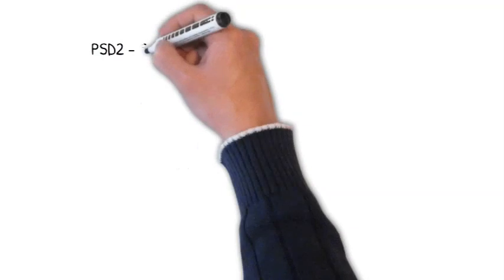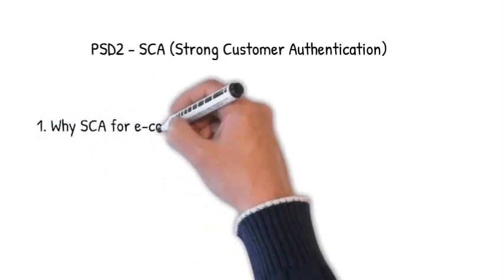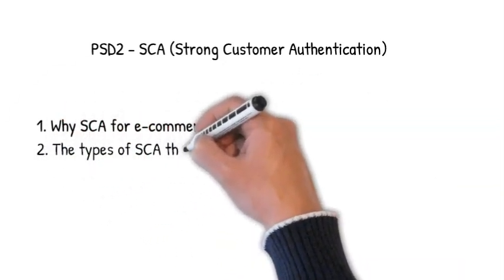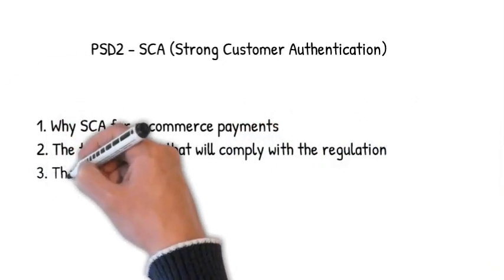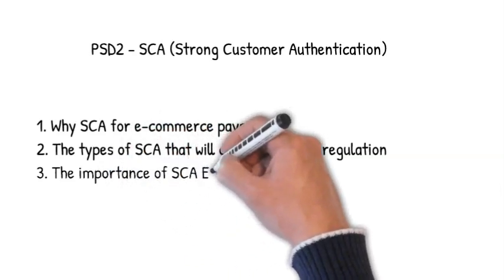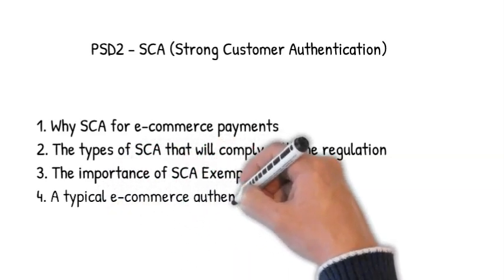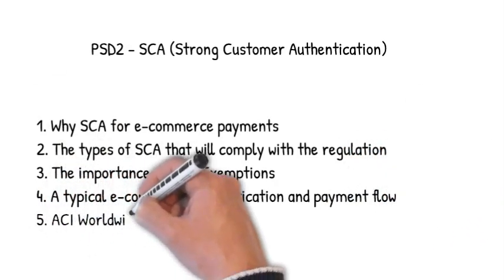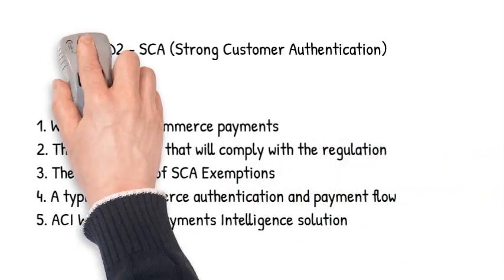PSD2 is the European Second Payment Service Directive, and part of this directive includes strong customer authentication, more commonly known as SCA. In this whiteboard session, we will look at the basics around why SCA for e-commerce payments, the types of SCA that will comply with the regulation, the importance of SCA exemptions, a typical e-commerce authentication and payment flow. Then we will look at ACI Worldwide's payment intelligence solution that enables strong SCA and exemption strategies along with sophisticated fraud detection and prevention capabilities.